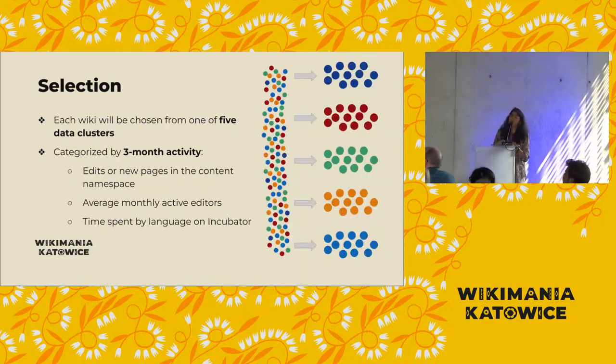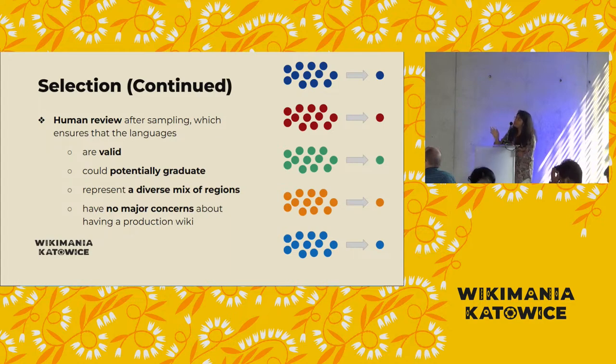But then for the selection part, we are looking at some of the very popular methodologies in the data analytics space to see how we can choose a wiki from one of the 5 data clusters that we will form. And these data clusters will be categorized by 3-month activity, for example, edits or new pages in the content namespace, average monthly active editors, time spent by a language on Incubator, and so on. And then from these clusters, we are going to pick a wiki. After sampling them, this will also go through human review to ensure that the language is valid, could potentially graduate, represents a diverse mix of regions, and has no major concerns about having a production wiki.